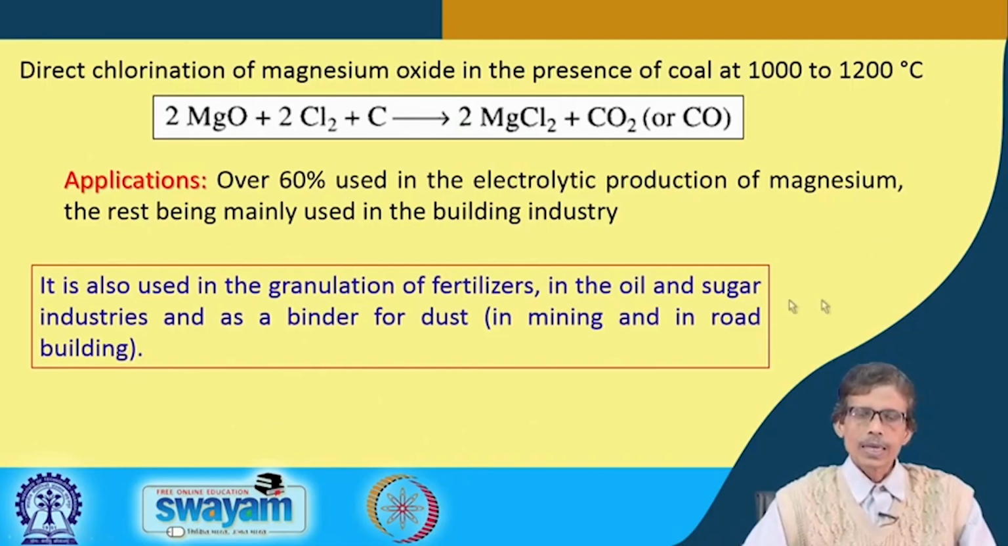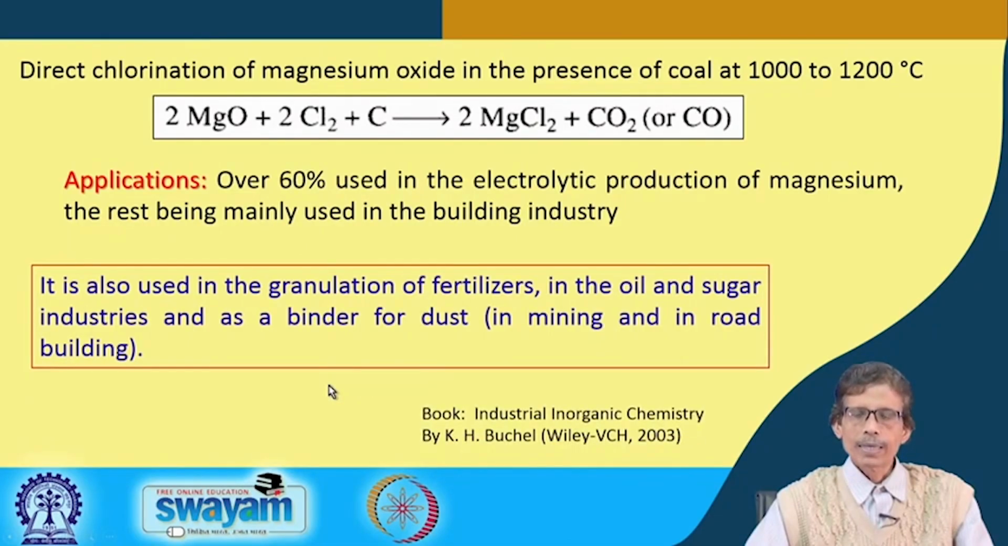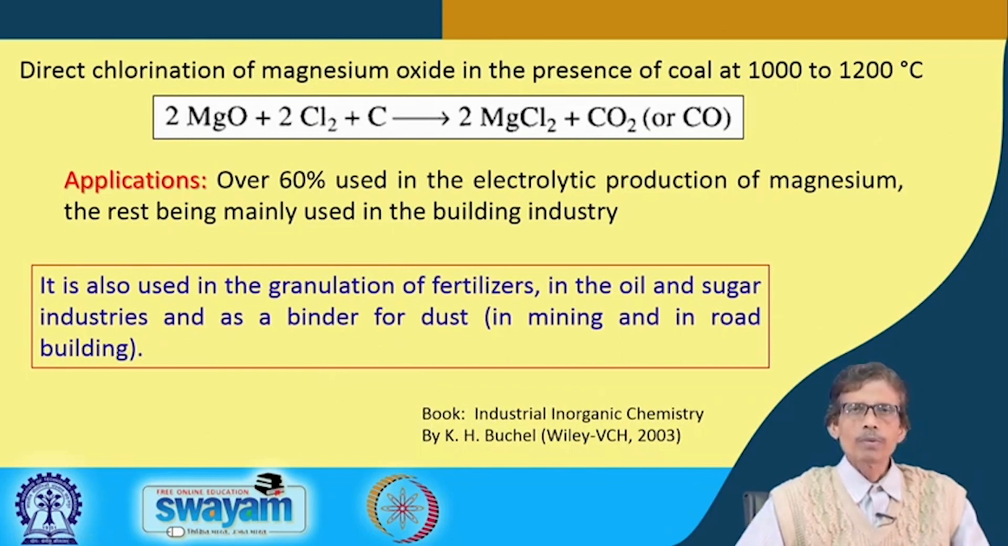Similarly, it can go in the oil and sugar industries and as a binder for dust, because the dust particles can very well bind with magnesium chloride in mining and in road building. So, if we add a certain amount of magnesium chloride, it can bind that dust material within the sample. Everything we are talking about is mostly considered in a single book, which is a very useful one also.